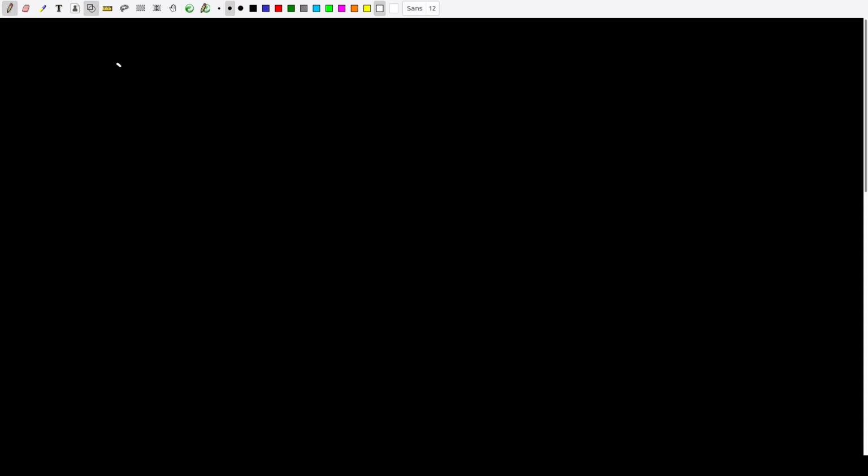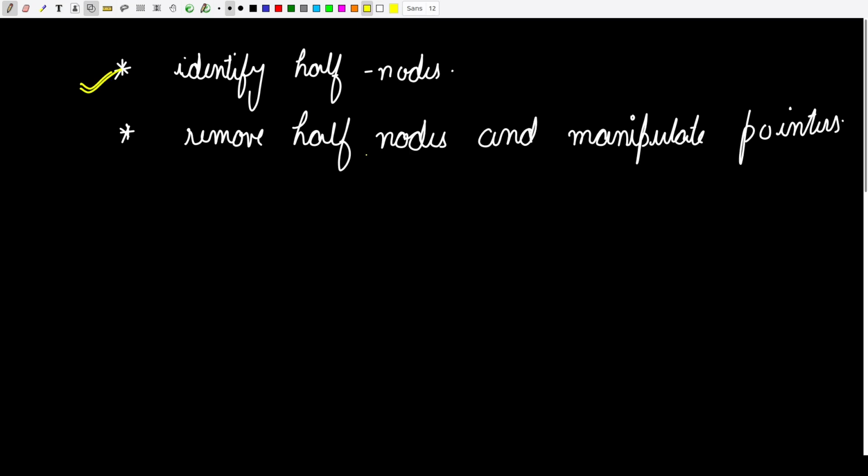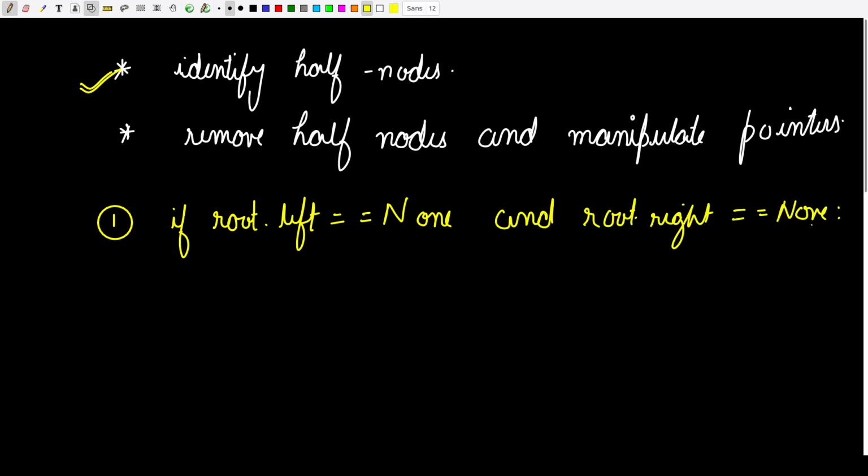So in order to solve this problem, we need a mechanism to identify a half node. And once we have identified half nodes, we need to remove this half node and manipulate our pointers. So first let us look at how do we identify a half node. Well, to identify a half node, first we are going to check if root left equals none and root right is also none. If this is the case, then this is not a half node, rather this is a leaf node, in which case we can simply return root.